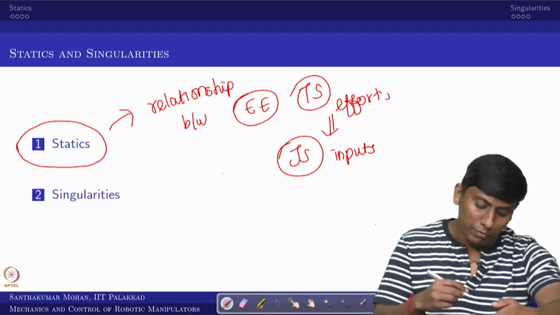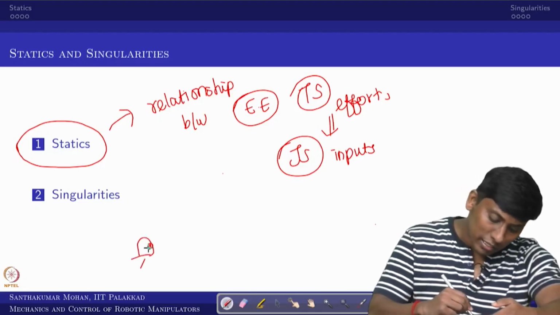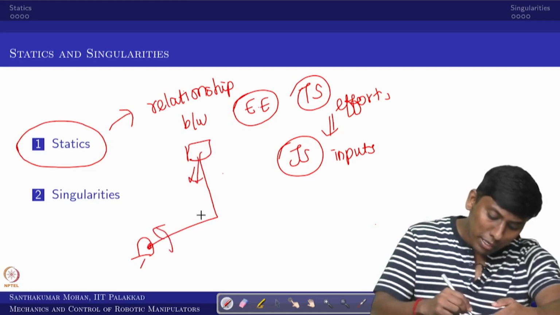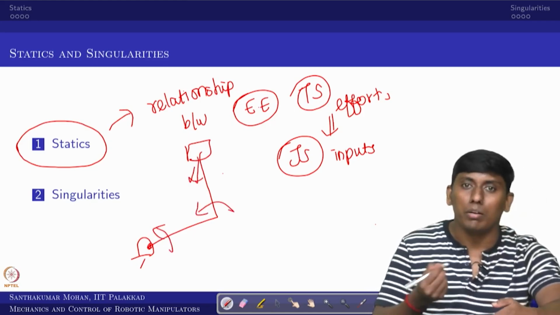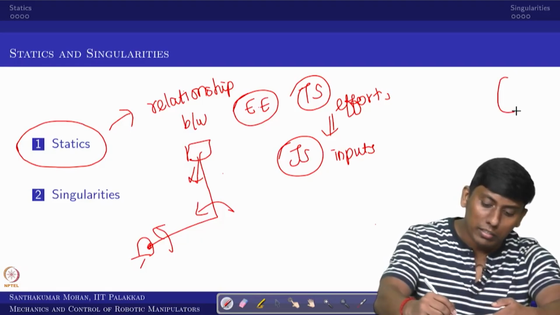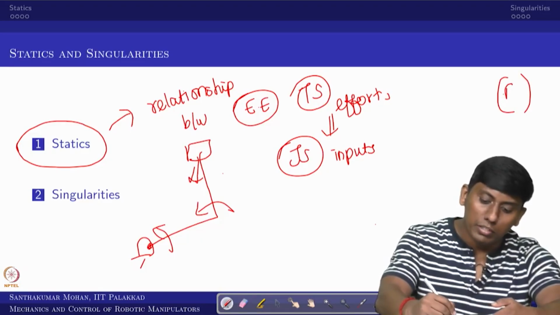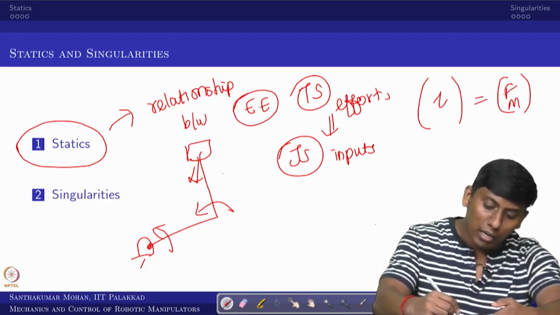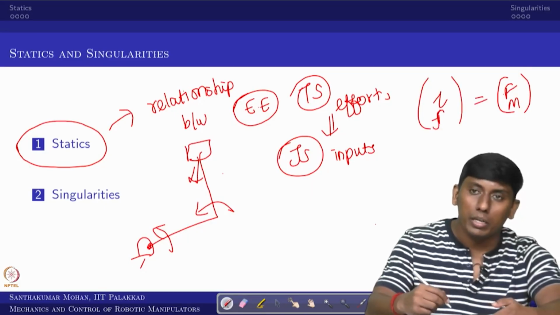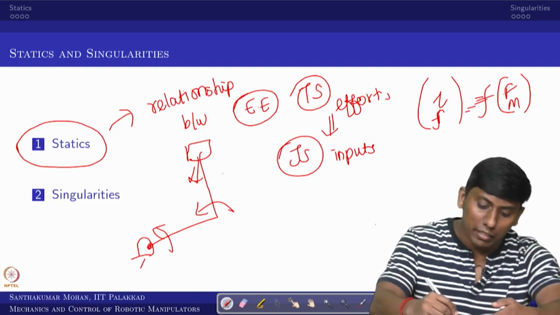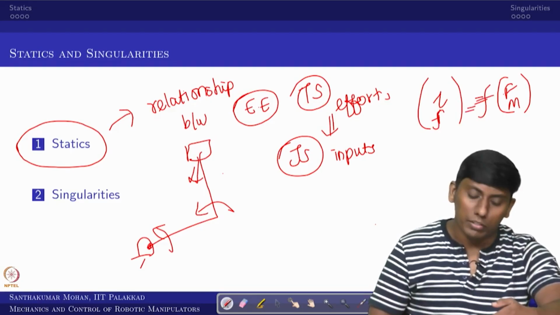If you recall the previous slide, if I give the payload here, what would be my inputs tau 1 and tau 2? That is what we are trying to see. I am trying to find this relationship between the end effector forces and moments, which I relate as tau and small f. That is the whole idea of statics.